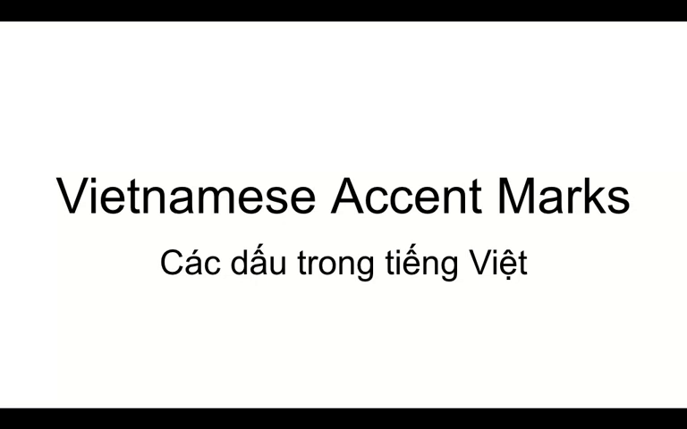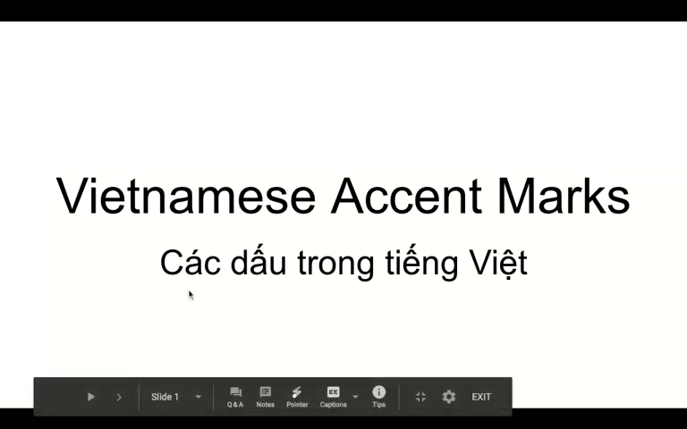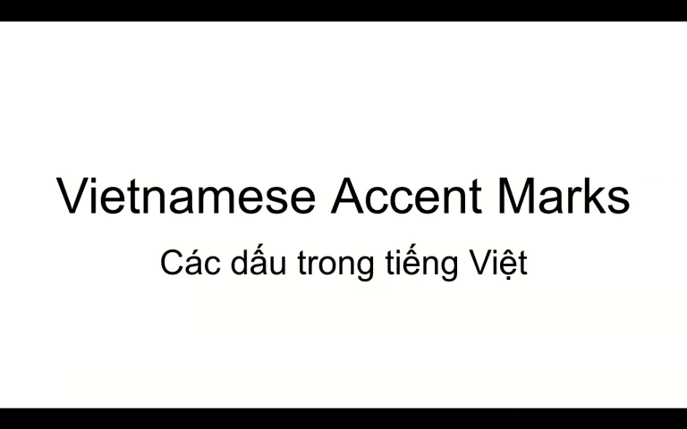Vietnamese accent marks, các dấu trong tiếng Việt. Các is a word in Vietnamese that makes things plural. So in English, we have the S or ES. When you add that to the end of a noun, it makes things plural. In Vietnamese, we have các, and that makes things plural. We add it in front of a noun.